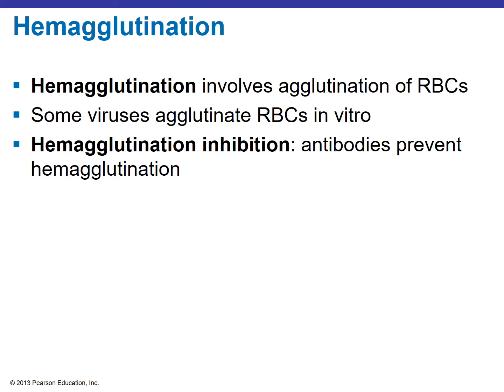The heme part of that refers to the red blood cells. Viruses can cause hemagglutination as well, and if you have an antibody to a virus, you can prevent hemagglutination. That would be a neutralization antibody, because that antibody would be preventing the virus from binding to the cell and causing its deleterious effects.